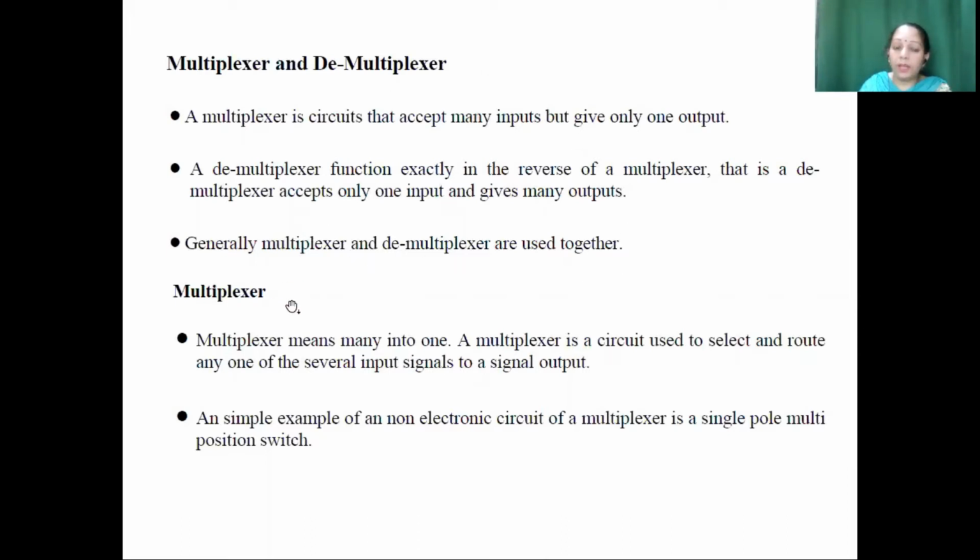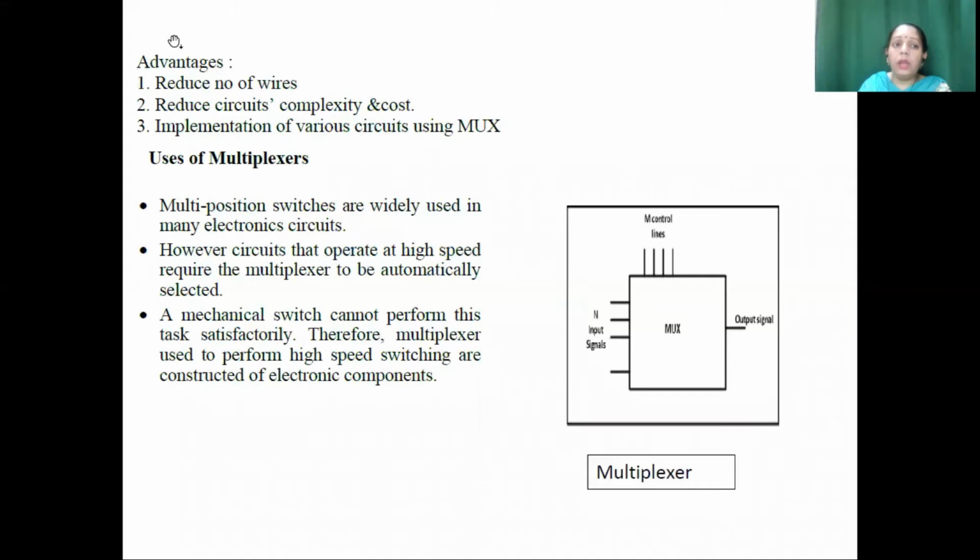Now move on to multiplexer. As we already discussed, multiplexer means many into one. Multiplexer is a circuit used to select and route any one of several input signals to a single output. A simple example of a non-electronic circuit of a multiplexer is a single pole multi-position switch. Now, advantages of multiplexer: it reduces the number of wires, it reduces circuit complexity and cost, and implementation of various circuits using mux. Uses of multiplexer: multi-position switches are widely used in many electronic circuits.